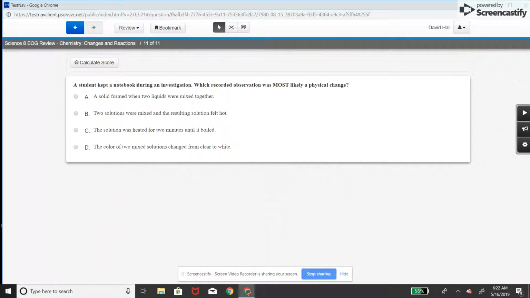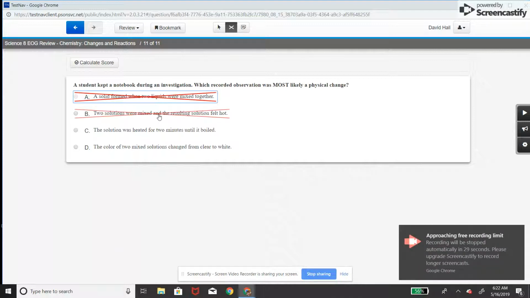A student kept a notebook during an investigation. Which recorded observation was most likely a physical change? A physical change is something that you can change back to where you started. Okay? Solids form when 2 liquids are mixed together. No, that's something brand new made. Can't go back.